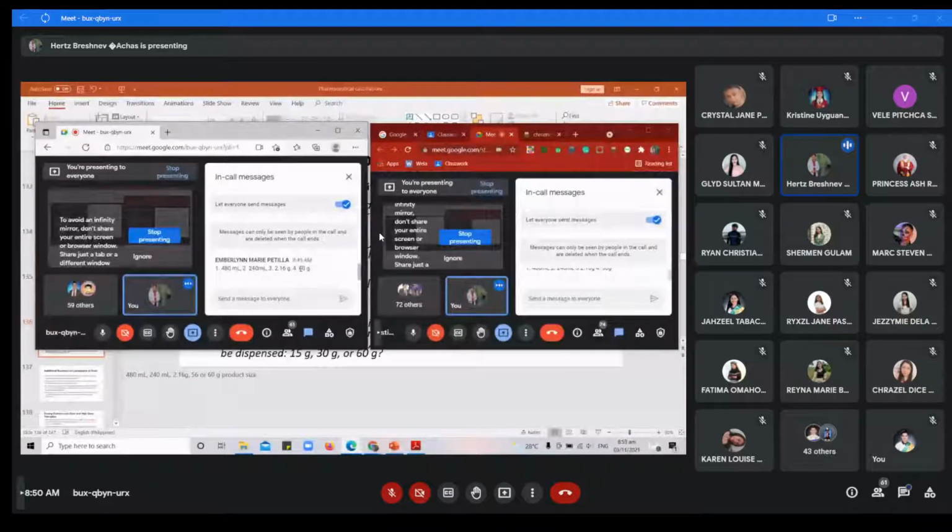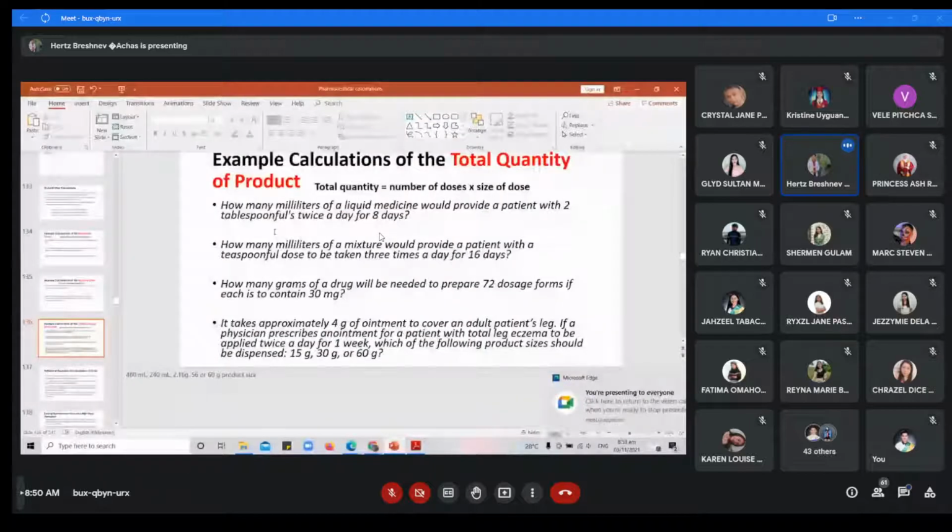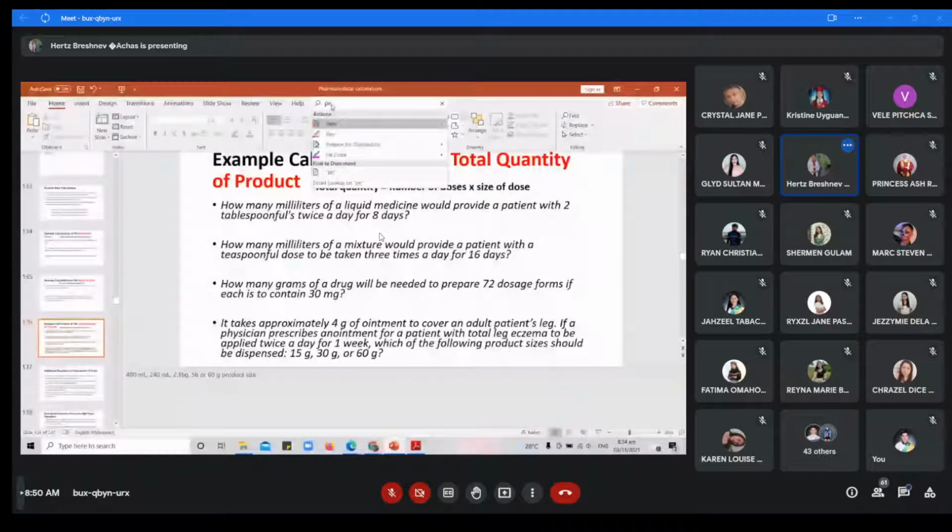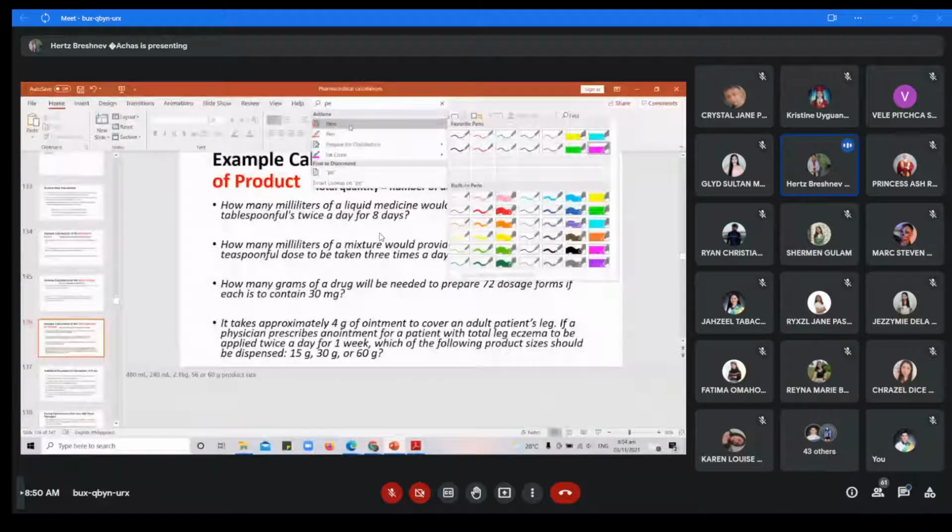Okay. So, majority of the answers are correct. All of your answers are correct. Number 1, 480. Number 2, 140. Number 3, 2.16 grams. And number 4, 60 grams. Okay, so let us try to solve. Wrap up ta kay hapit na alas 8. Okay? So, paspason lang nato ni gamay ha.